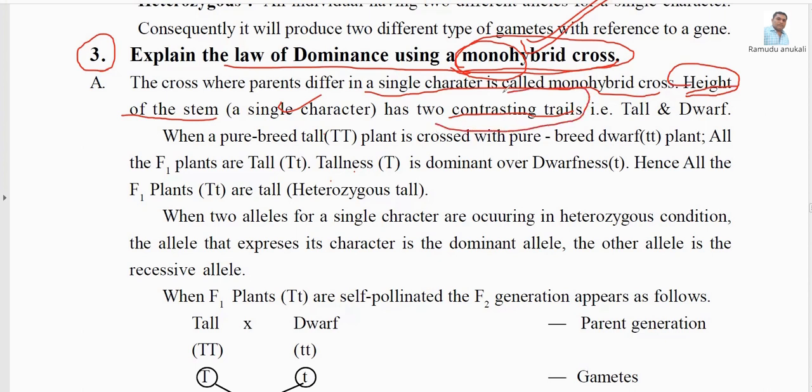How many contrasting characteristics are there? Traits here, not L, not traits. They have to use trait, meaning characteristics. So regarding the height, there will be two contrasting traits. One trait is tall, one trait is dwarf. So regarding height, two characteristics are there, that is tall character and dwarf character. Tall means height, dwarf means short.